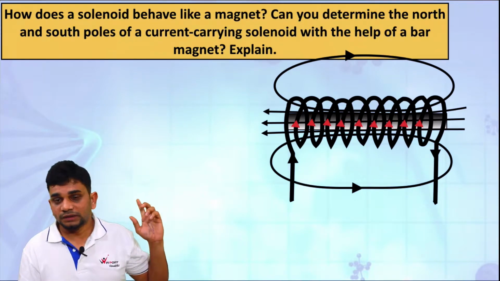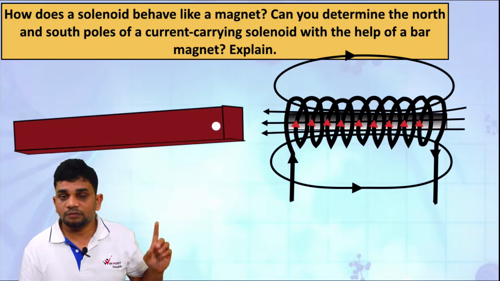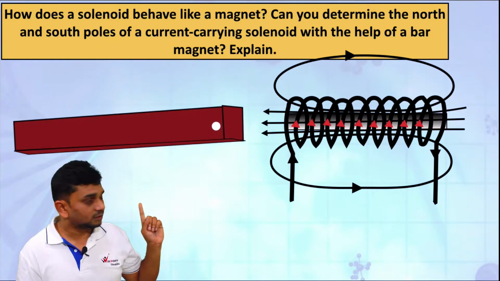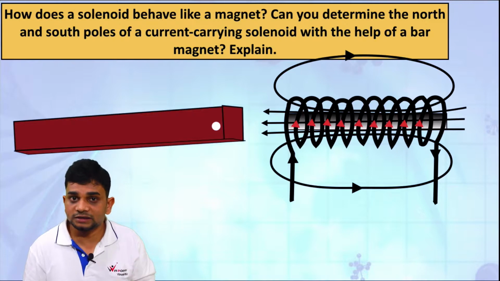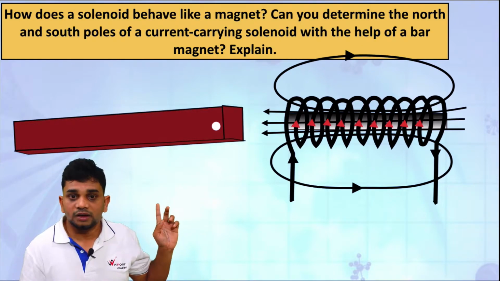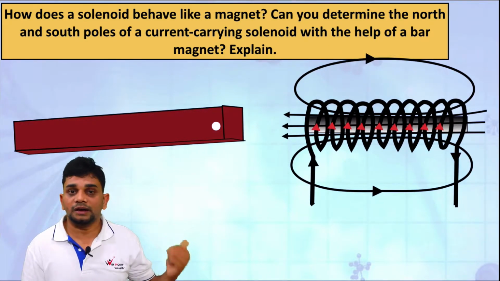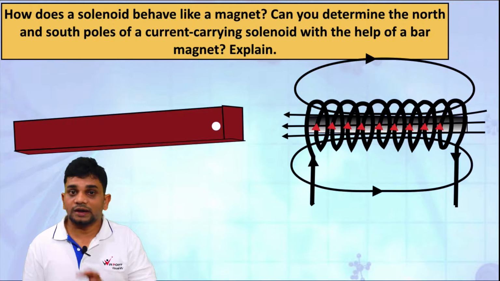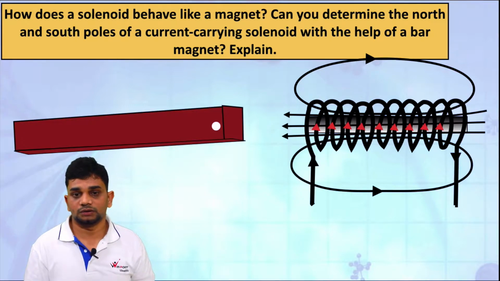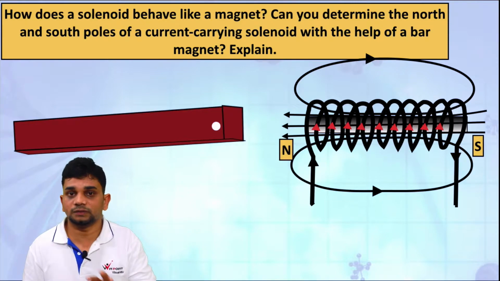When we are placing a bar magnet here, it's a north pole, right? The white dot indicates north pole. When we are introducing this north pole to the solenoid, if there is a repulsion, we can say that that end is north pole. If there is an attraction, that end is south pole. So here you can mark it is north pole because of the repulsion.